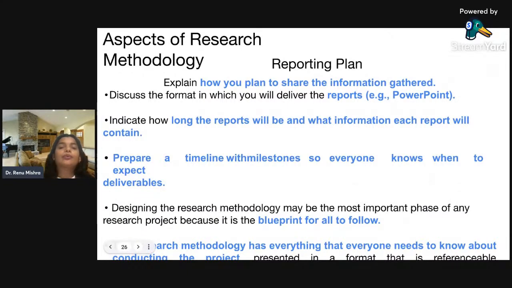Then comes your reporting plan. This reporting plan is basically what research you did and how you did it: what you started with, the research problem, what you collected, literature review, data, how you processed it, data analysis, data interpretation, and what results you get. The entire consolidation of all this is the reporting plan. So basically you need to justify all of it whenever required.